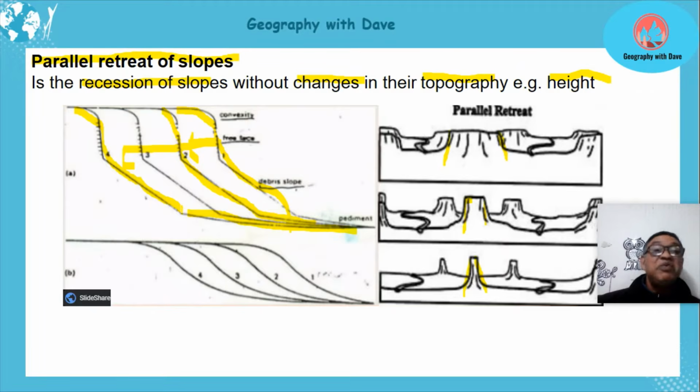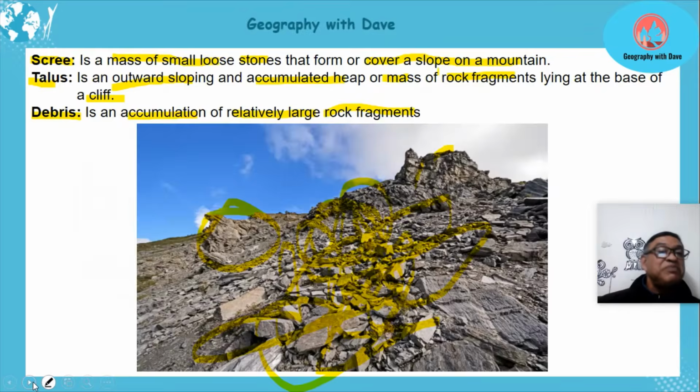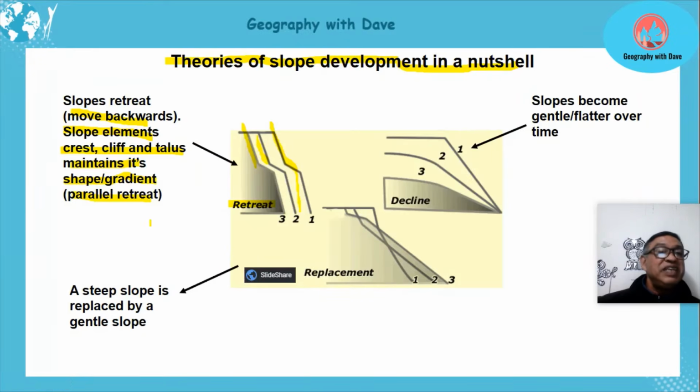Can you see it? We've done it here. Now, when you get these things, it says parallel retreat. Can you see it? Without change. And because you know the concept of parallel retreat, you are fine. So it's important to know concepts.